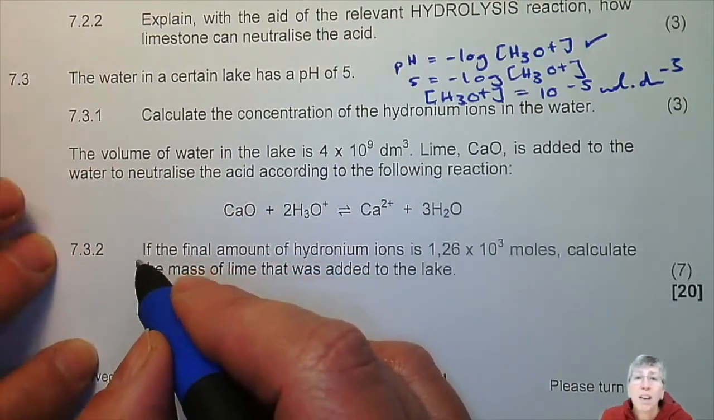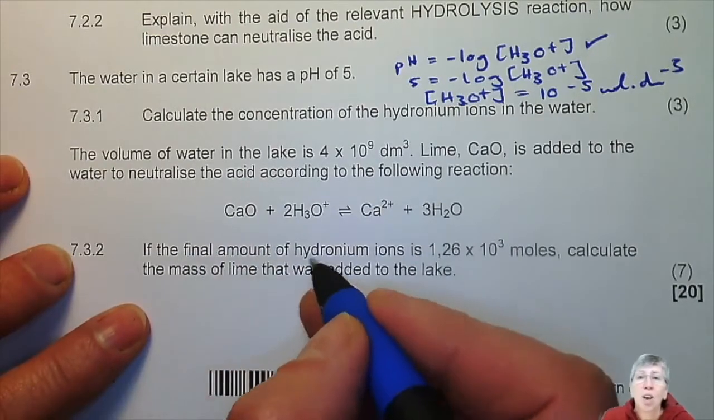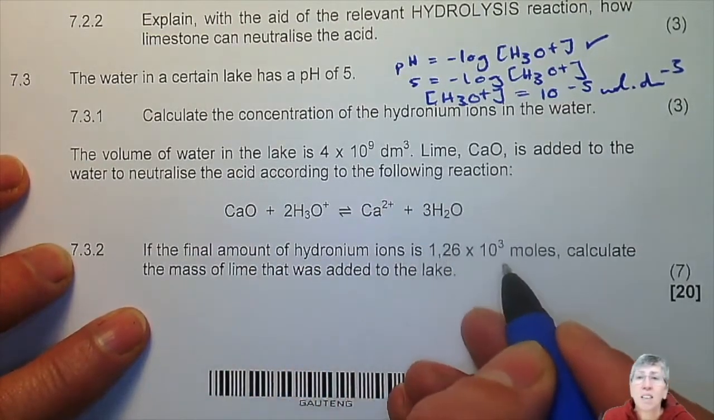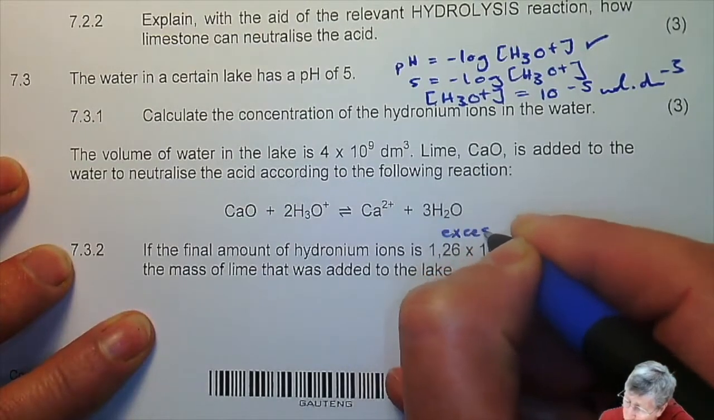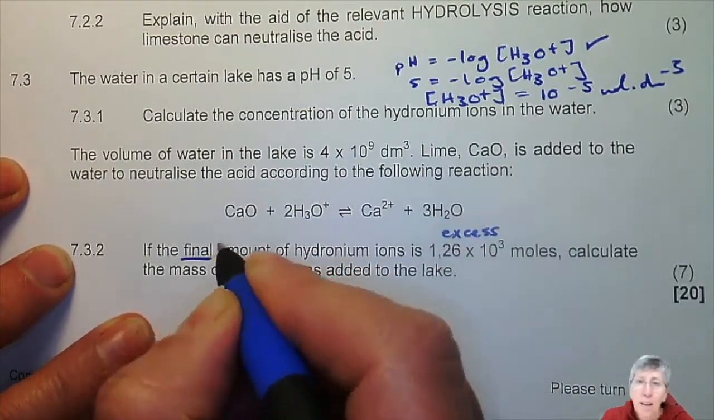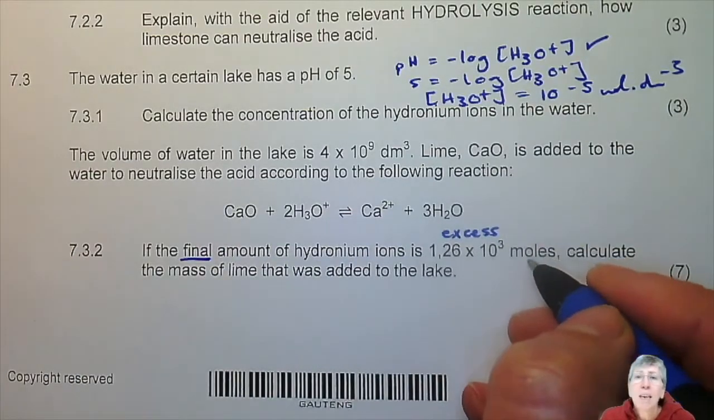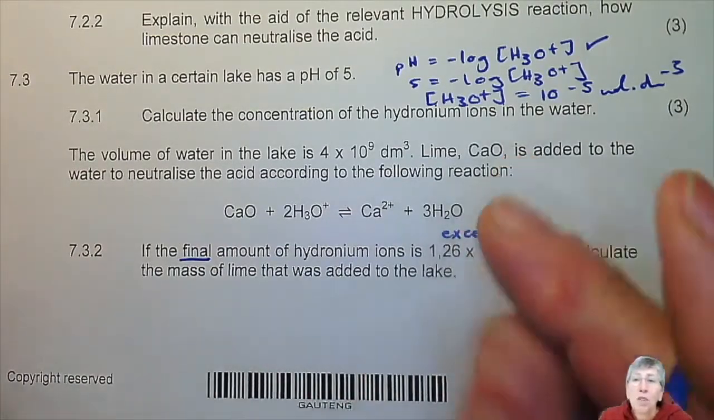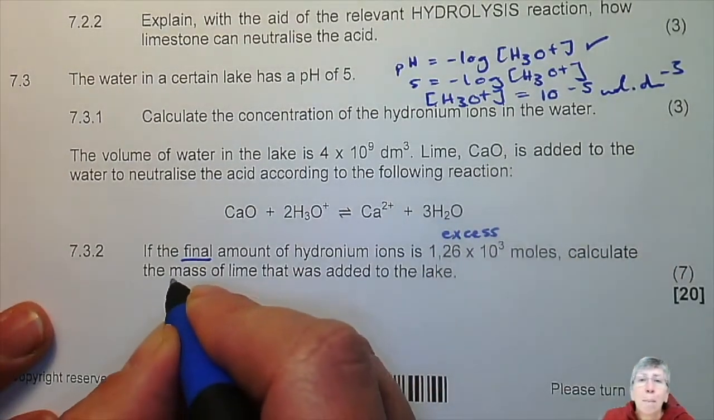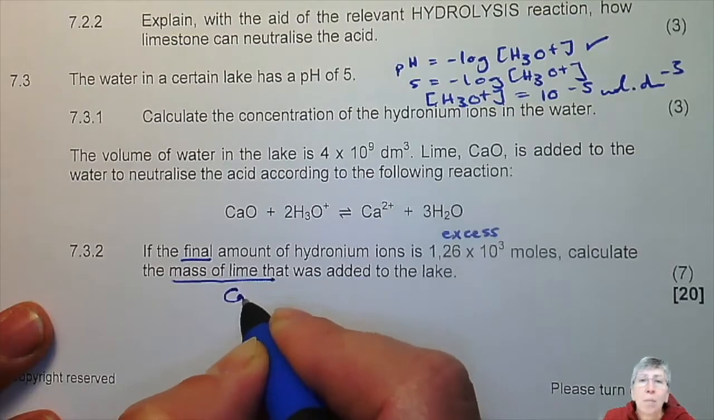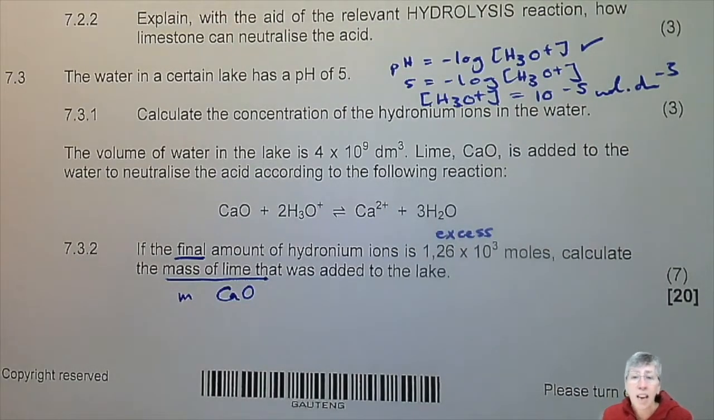And how do I know that? Because when they continue, they say the final amount of hydronium ions is. So this is excess. It's after the reaction, right? The final amount after reaction is an excess. So immediately that will tell me how I'm going to approach this. And the question is now, calculate the mass of the lime. So I'm looking for the mass of the calcium oxide that was added.